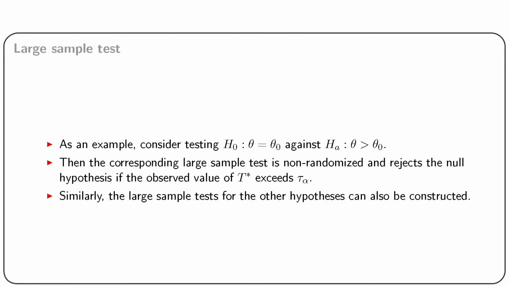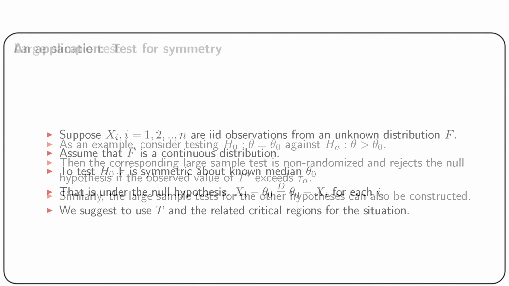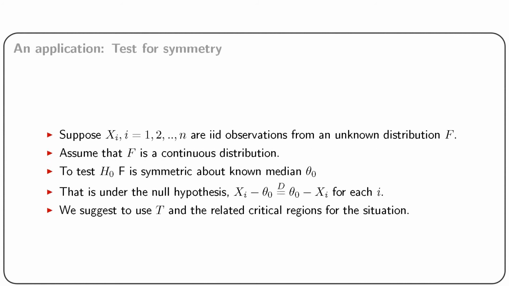Then the corresponding large sample test is non-randomized and rejects the null hypothesis if the observed value of t star exceeds tau alpha. Similarly, the large sample tests for the other hypotheses can also be constructed. Now, we shall describe an application of the sign rank test. Actually, this test can be used to check the symmetry of the underlying population.